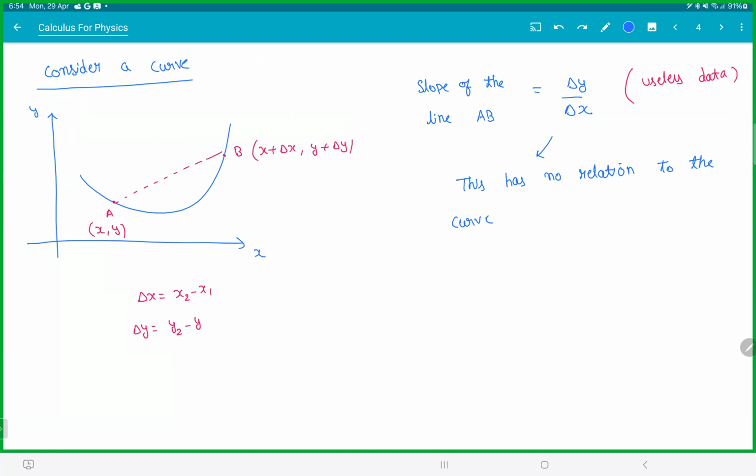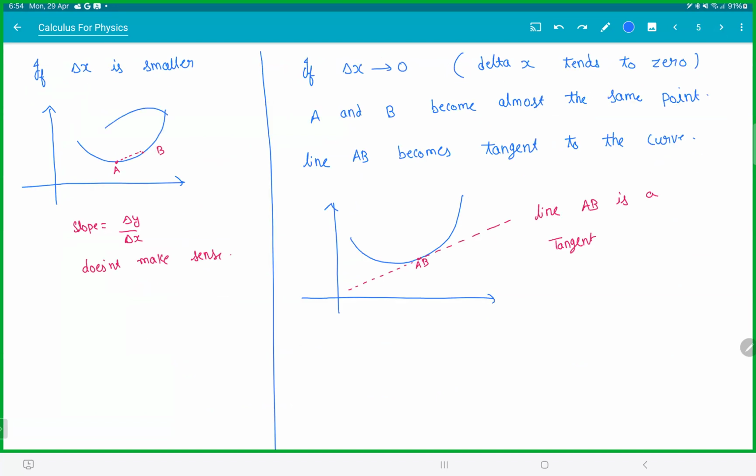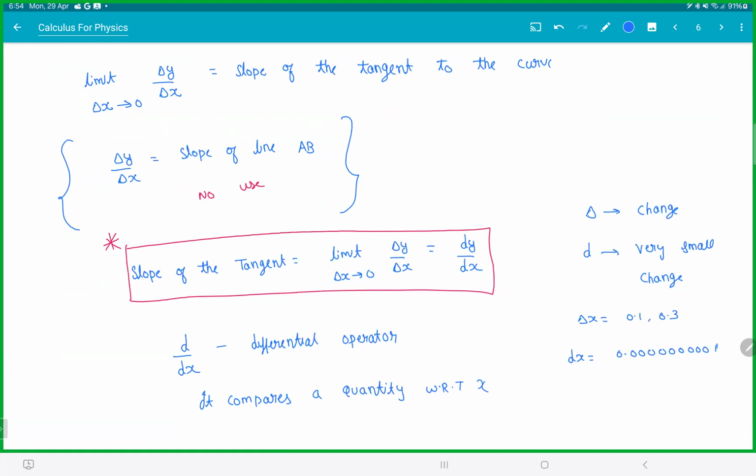So if you keep them too far, it doesn't make sense. You bring them closer, still doesn't make sense. But if you make the delta extending to 0, that means if you bring them so close, literally touching each other, that line AB becomes a tangent. So the limit delta extends to 0. The word implies you're bringing the 2 points very close. Then if you try to find the slope, that will be the slope of a tangent to the curve. Clear with that? Any doubts on this?